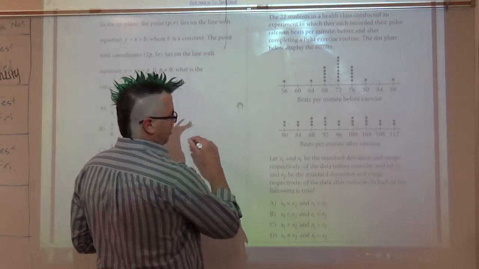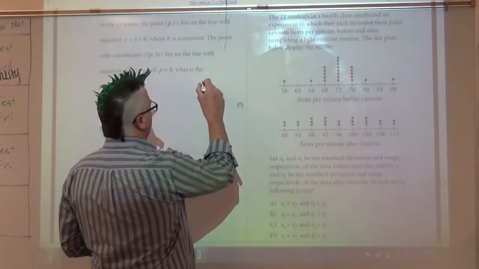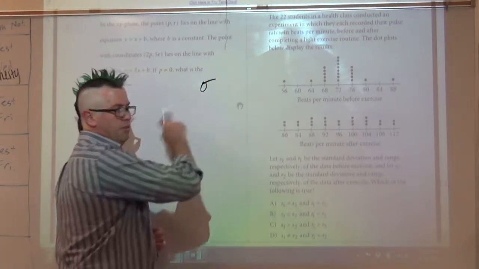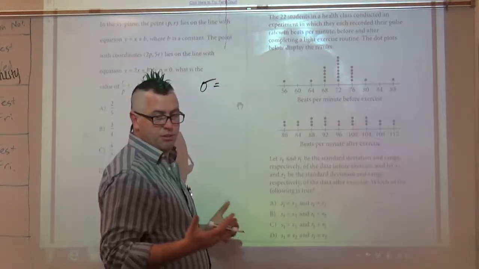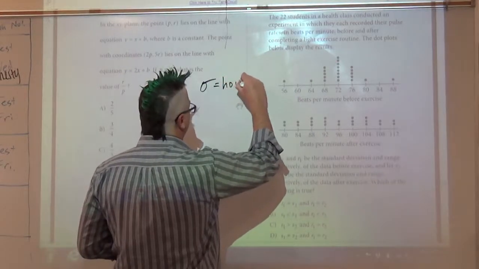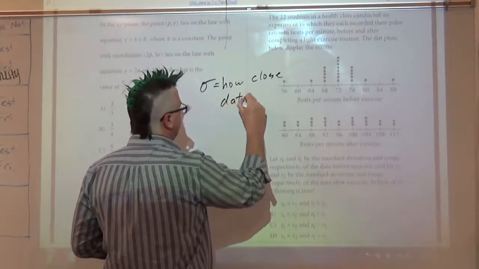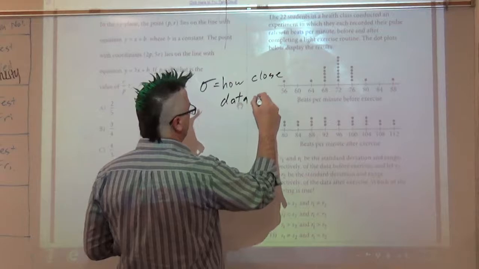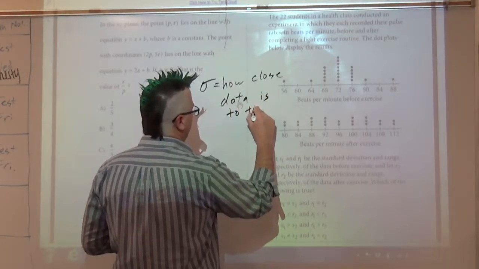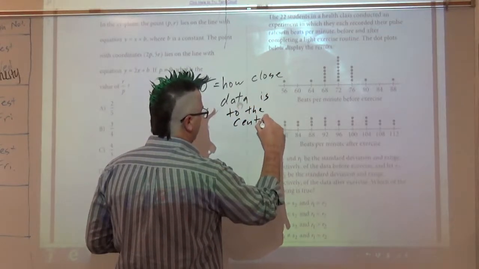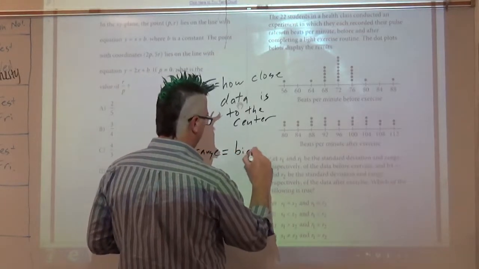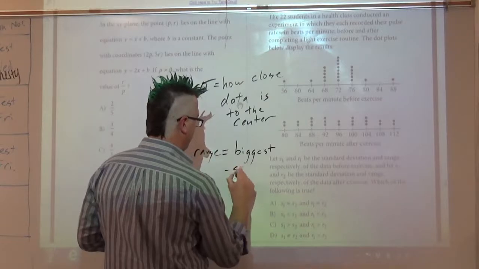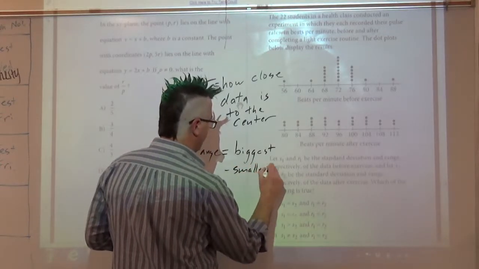Alright, so standard deviation is often just sigma. Without getting into too much of the details, it's mainly telling you how close the data is to the center. And your range is your biggest minus your smallest.